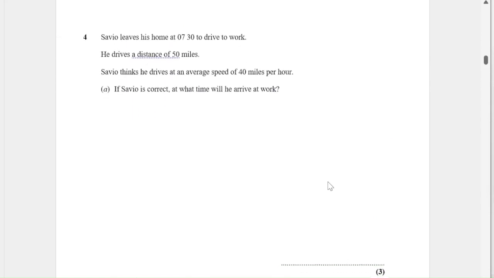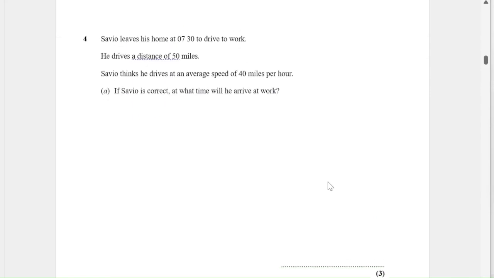Okay then, question 4. So Savio leaves home at 7:30 to drive to work. He drives a distance of 50 miles. Savio thinks he drives at an average speed of 40 miles per hour. If Savio is correct, what time will he arrive at work?